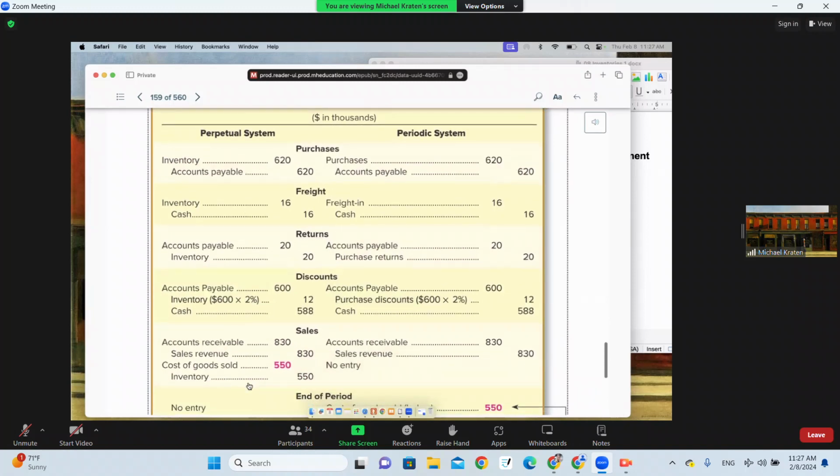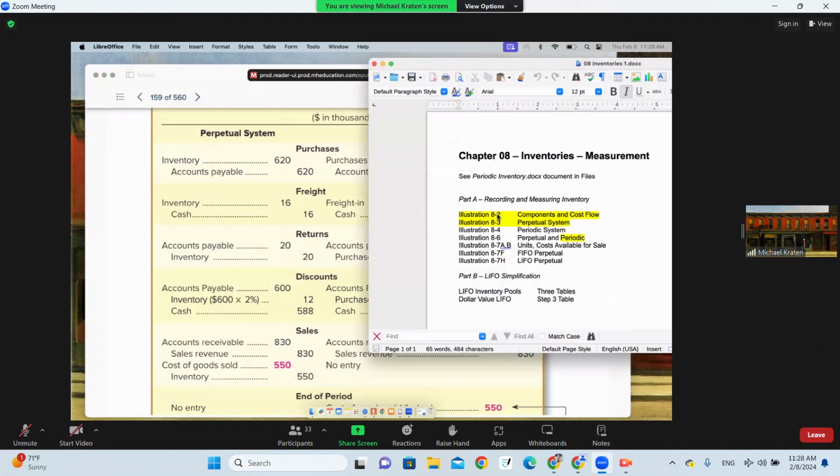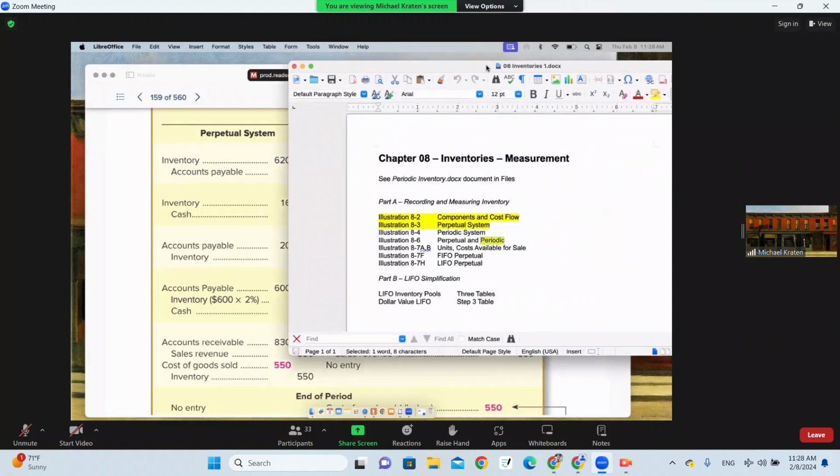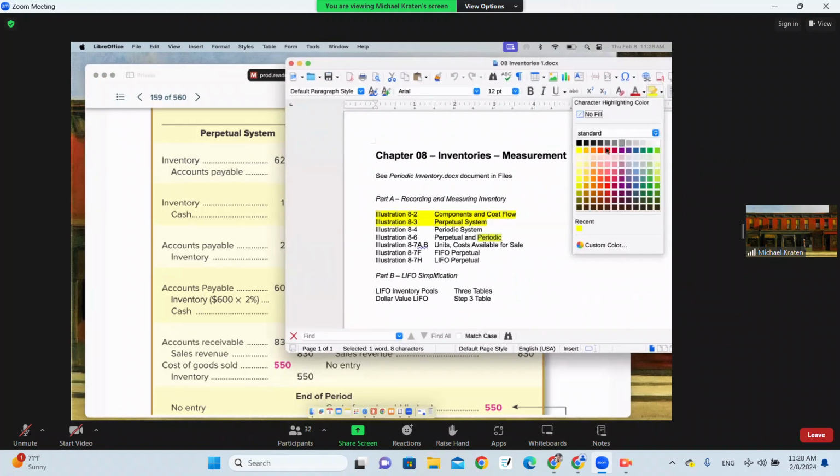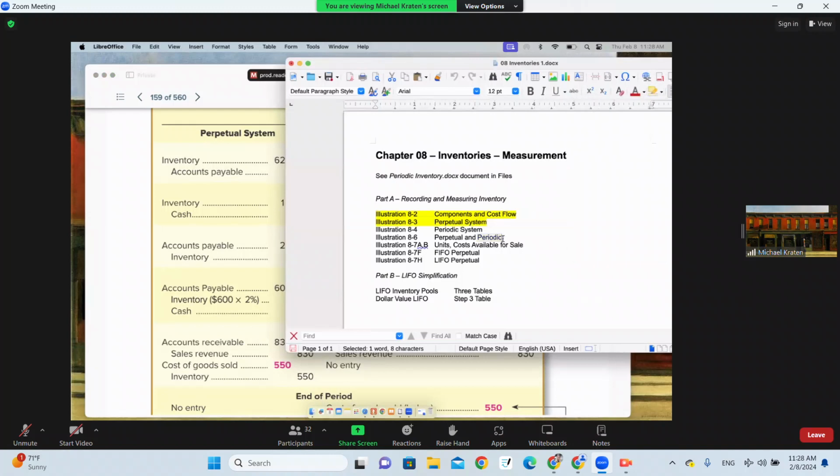What I do want you to do, again, is to know the perpetual system numbers. And without going into the periodic system numbers, I'd like you to know conceptually why the periodic system varies or is different than the perpetual system. So 8-2 in its entirety, 8-3 in its entirety. Well, okay, hold on. I should not have highlighted periodic. Hold on.